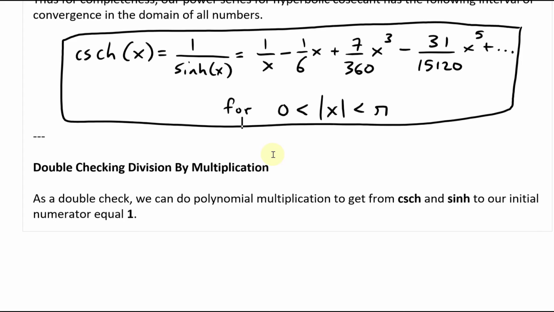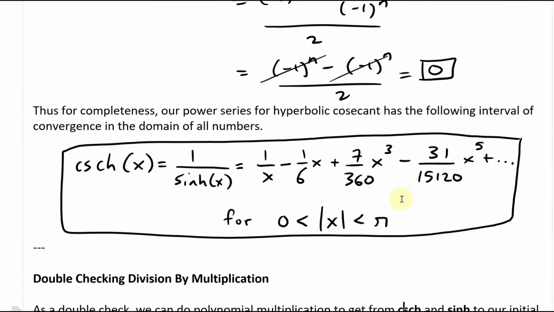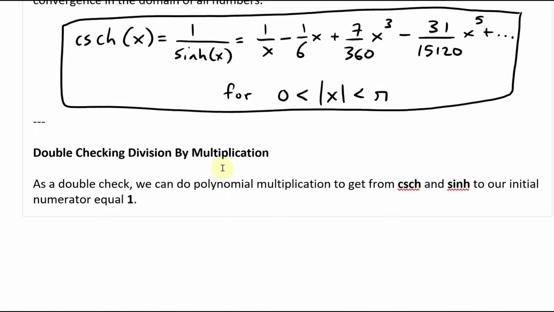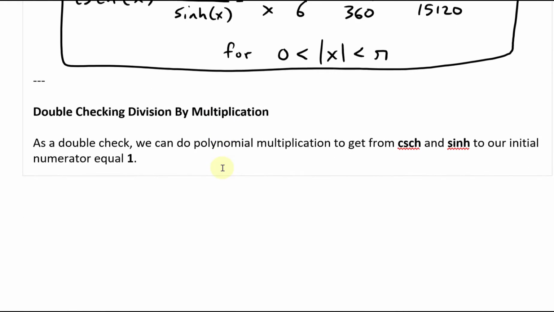And now finally, let's double check our division by multiplication. As a double check, we can do polynomial multiplication to get from this hyperbolic cosecant and sinh to our initial numerator equal to 1. Remember, that was our f of x. This was our g of x, and this is the other power series, the division. Remember, our f of x is 1. So let's just do that right now.